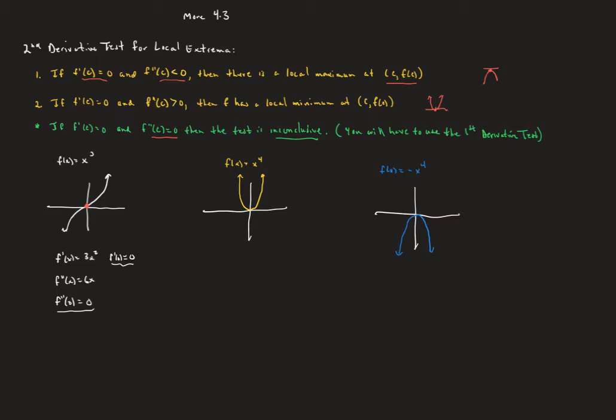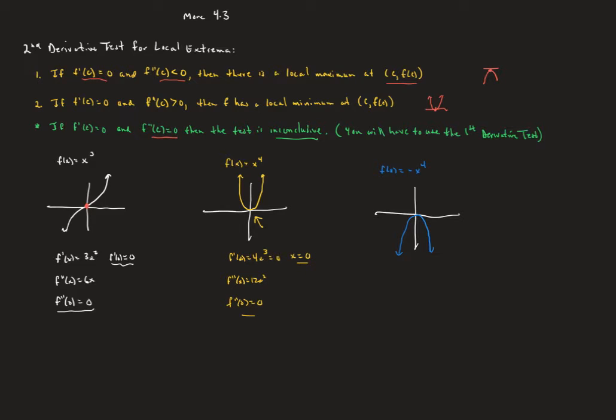Same thing with x to the fourth. The first derivative of x to the fourth is 4x cubed, and we know that that will be 0 at 0. And the second derivative is going to be 12x squared, and the second derivative at 0 is 0, which means we don't know what's going on. In this particular case, it turns out there is, in fact, a relative minimum there.